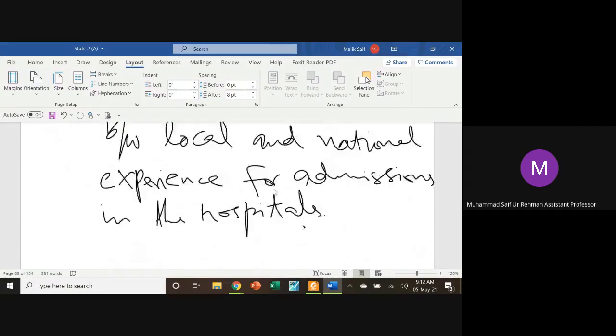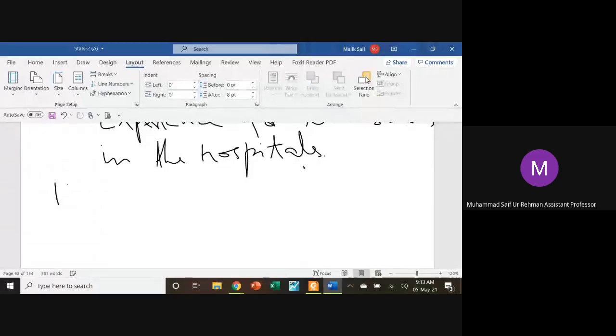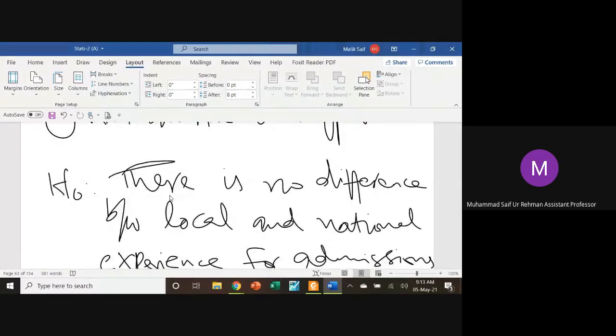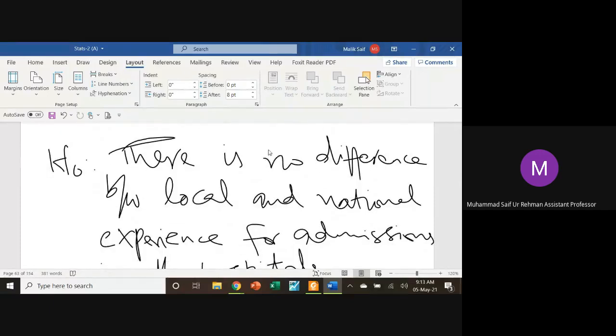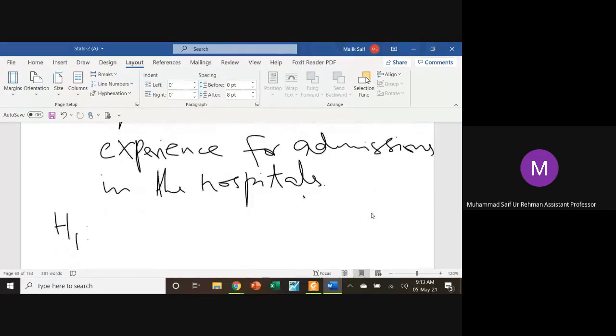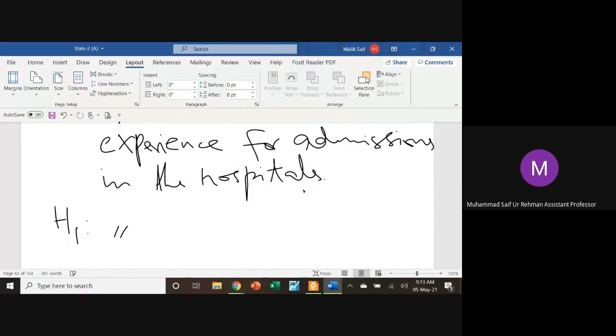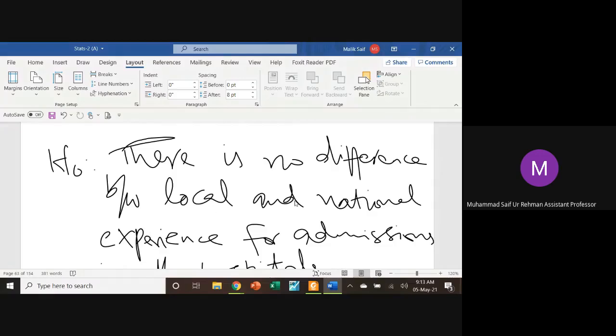Equality sign is there. And in case of alternate hypothesis, the whole statement will be there, but this word no will not be there. So you may remove this word and the remaining statement will remain the same. So there is difference. There is difference between local and national experience.